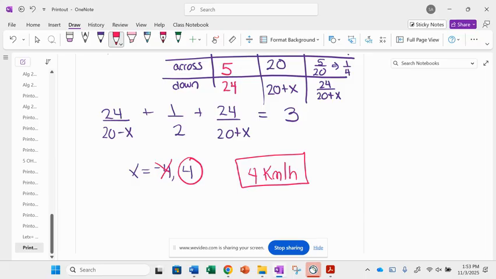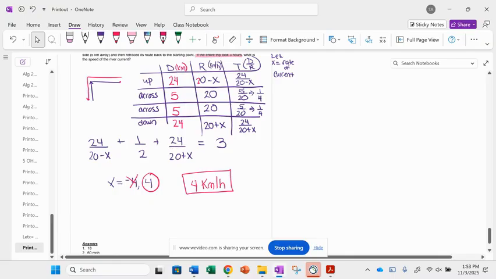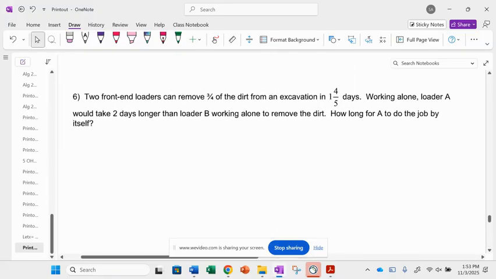Okay, let's go back to number 6. All right, number 6 says 2 front end loaders can remove 3/4 of the dirt from an excavation in 1 4/5 days. Working alone, loader A would take 2 days longer than loader B working alone to remove the dirt. How long for A to do the job by itself?